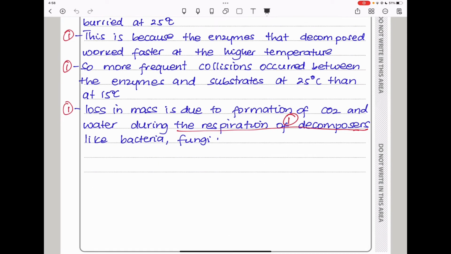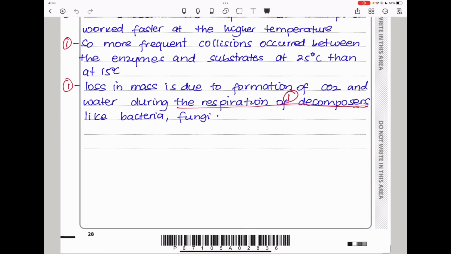This was an explanation. Remember, bacteria and fungi are organisms, so they need enzymes, and they have enzymes within them to help with their biological processes, and those enzymes work at certain temperatures. 25 degrees is higher than 15, which is more adequate for enzyme activity, leading to more collisions between the substrate and the enzyme so the process occurs faster.